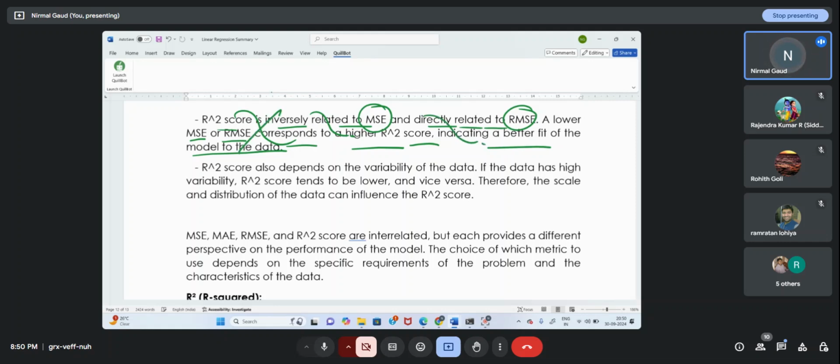What it is saying, sir, there's a confusion here. You told that the R2 score is the data variance, right? That's correctly mentioned here: variability of the data. If the data has high variability, the R2 score tends to be lower, and vice versa. If the variability is less, then the R2 score will be more.